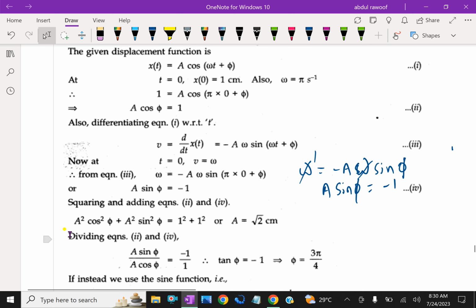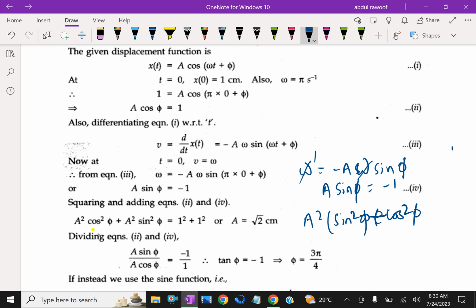Squaring and adding, that is A² cos²φ plus A² sin²φ equals 1² plus 1², so A² equals 2, because we know that sin²φ plus cos²φ equals 1. Therefore A equals root 2, that is the amplitude is root 2.